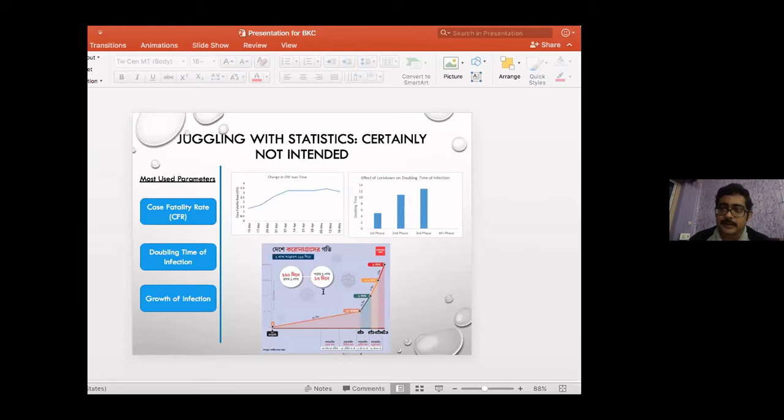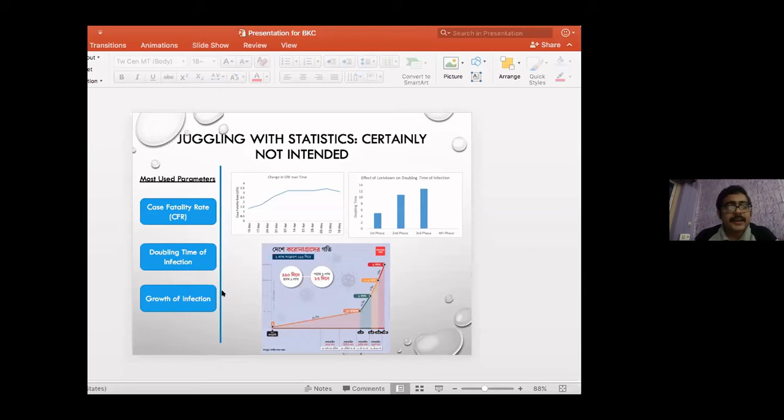Here in the slide, I have shown three different cases. The first one represents the case fatality rate. If you just have a view of this case fatality rate, you will be confident that, okay, we have almost controlled the case fatality rate. That means we have almost prevented the increase of CFR in terms of the global scenario. Now, if we go to the next graph adjacent to it, we'll see that different phases of lockdown have increased the doubling time of infection.